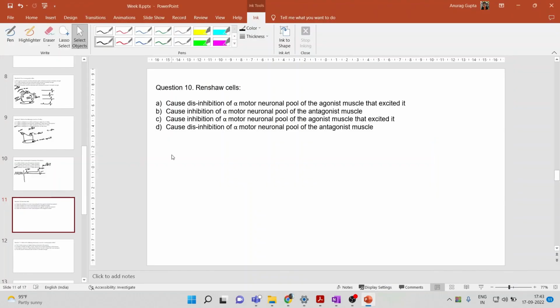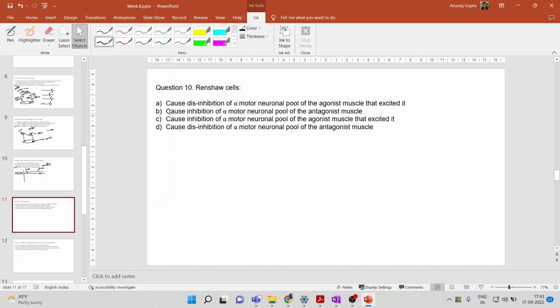Renshaw cells: A, cause disinhibition of the alpha motor neuronal pool of the agonist muscle that excited it; B, cause inhibition of the alpha motor neuronal pool of the antagonist muscle; C, cause inhibition of the alpha motor neuronal pool of the agonist muscle that excited it; or D, cause disinhibition of the alpha motor neuronal pool of the antagonist muscle. So again, you can just take a couple of minutes to answer this question.